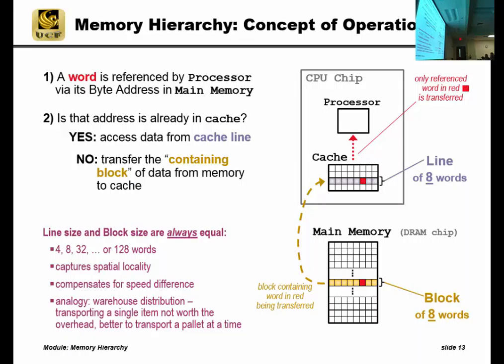So what are we gonna do? Are we gonna just bring this one word over? No, a whole block. So the analogy: public storage, warehouse distribution. Transporting a single item is not worth the overhead. It's better to transport a pallet at a time, right?